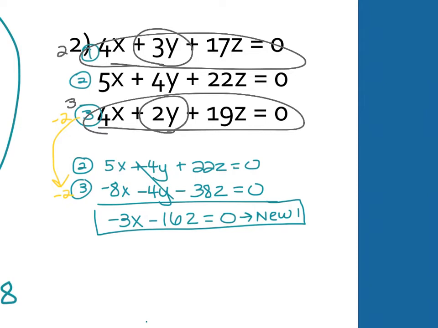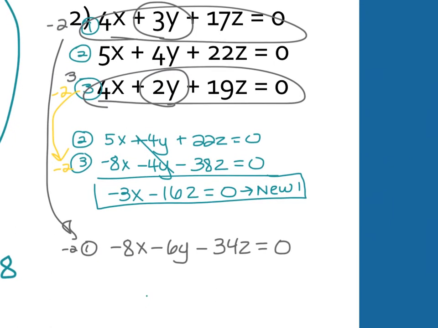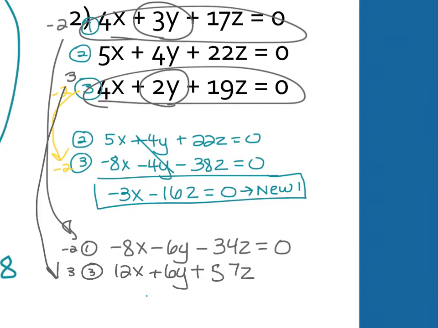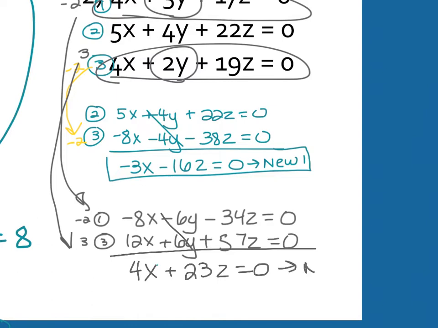So which one did you make negative? The negative 2. Okay. So we're going to do negative 2 times 1, and I get negative 8x minus 6y minus 34z equals 0. And then positive 3 times the third one, 12x plus 6y plus 57z equals 0. And now I'm going to add these, 4x, these cancel, plus 23z equals 0, and this is new 2.